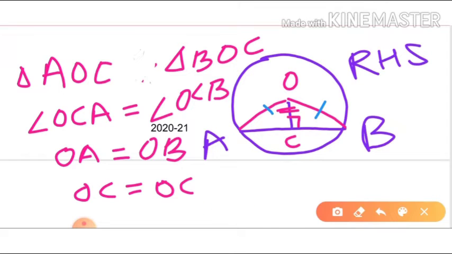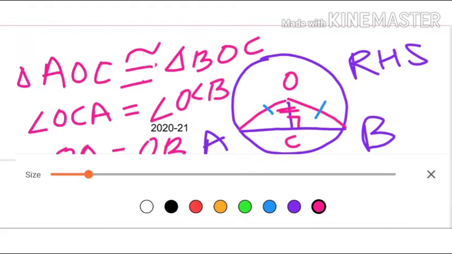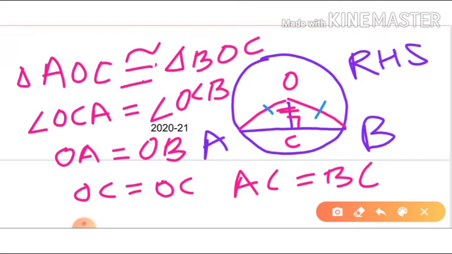So when these two triangles are congruent, what can we write? AC will be equal to BC. That means C is the midpoint here. This part equal to this part means what? OC divides, or OC bisects AB into two equal parts. That is the way we can prove this one.